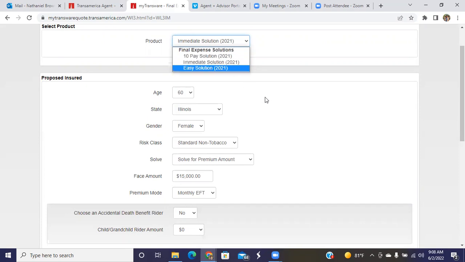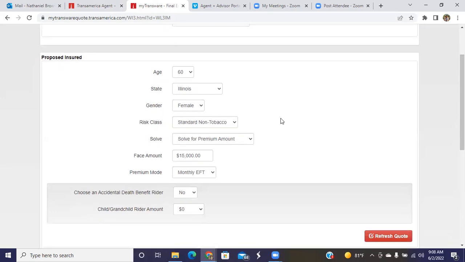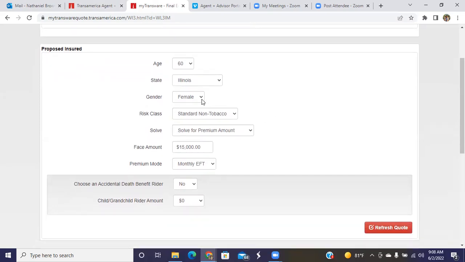So for this example, I did a 60-year-old female from Illinois. They do have preferred non-tobacco, standard non-tobacco, and preferred, so that gives it some wiggle room. Unless the person is very unhealthy, if they seem pretty healthy, you always want to try to get them approved for preferred if possible.